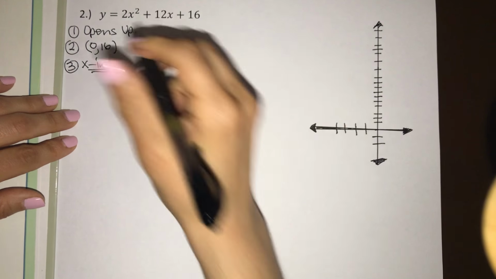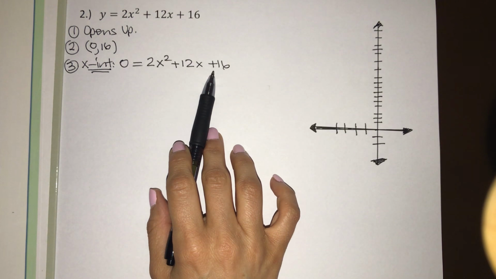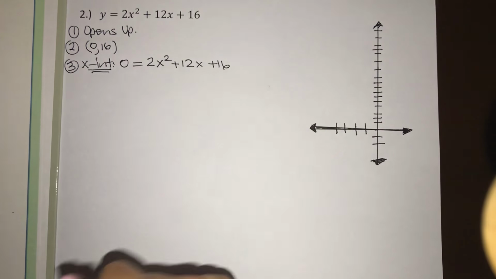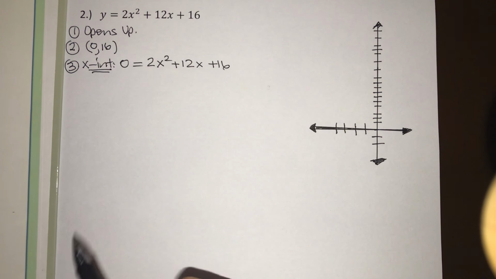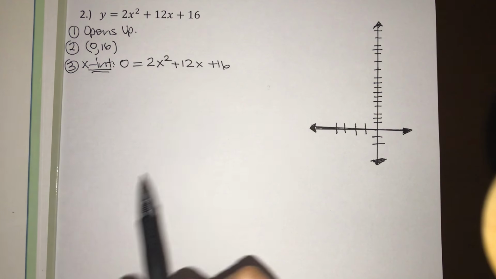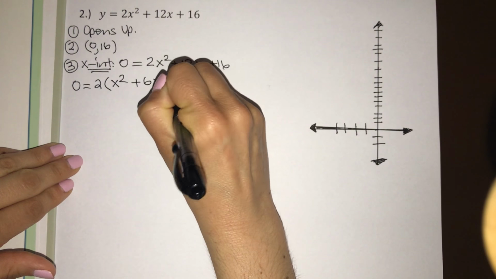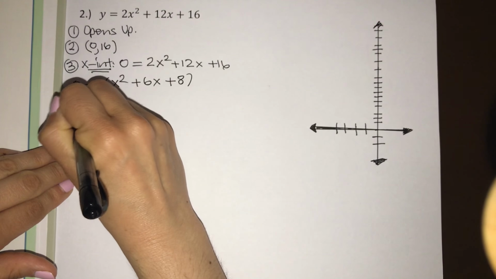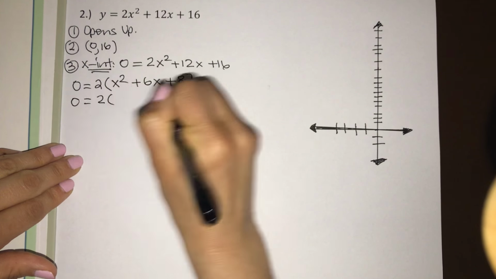So in this case, I could factor out 2. There's a common GCF, and it looks like this equation is factorable. So since it's factorable, I'm going to factor it. It's much faster than using the quadratic formula or completing the square. So we factor out 2. And we have one more step.